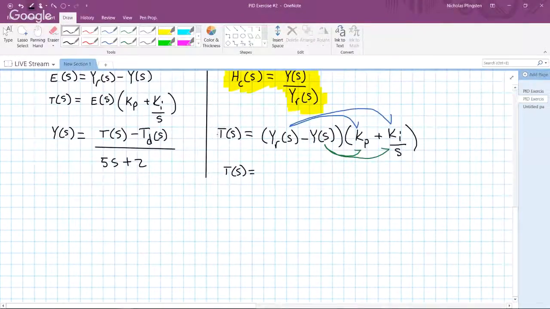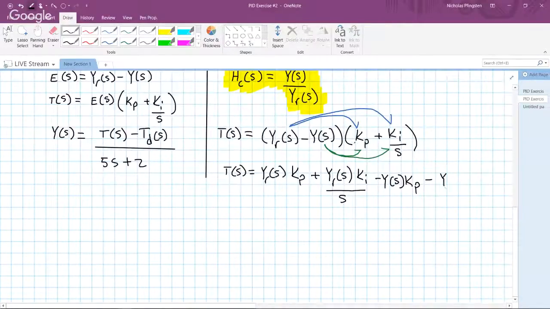So I'm going to have capital Y R of S times KP plus capital Y R of S times K sub I over S. Now we're minus Y of S times KP minus capital Y of S times K sub I all over S.